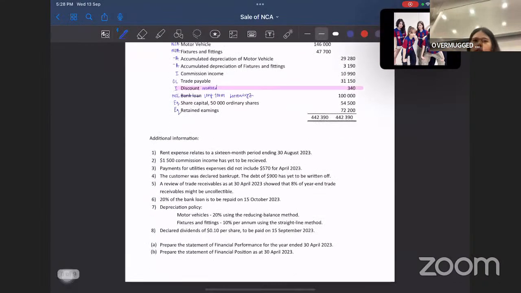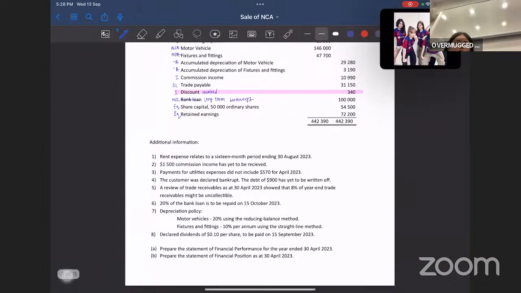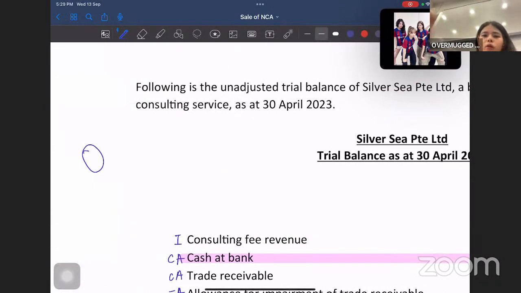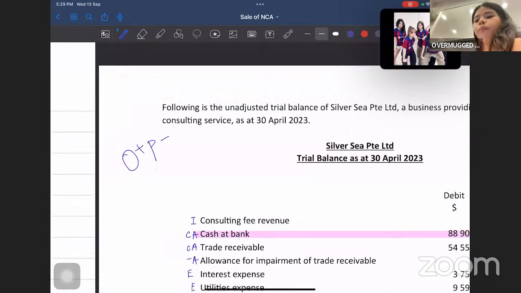Okay, so shall we start to adjust? For the first three, it is actually on income expenses. So income expenses, if you're my student, you should know that I always use this, right? O plus P minus. Owing plus, prepaid minus. If I'm owing, I never pay enough, I plus. I pay too much, I pay extra, I minus, I take it out.